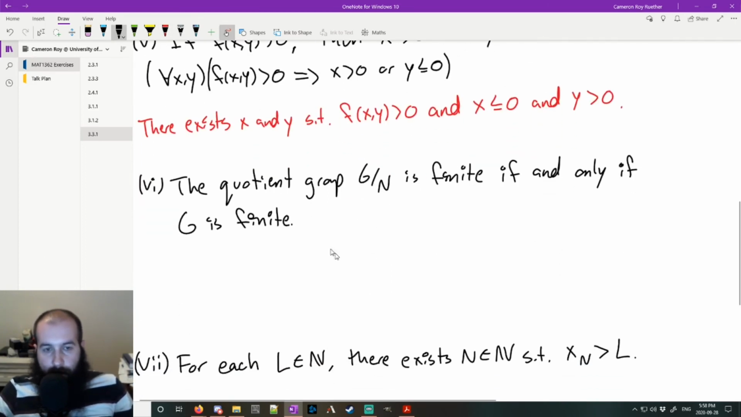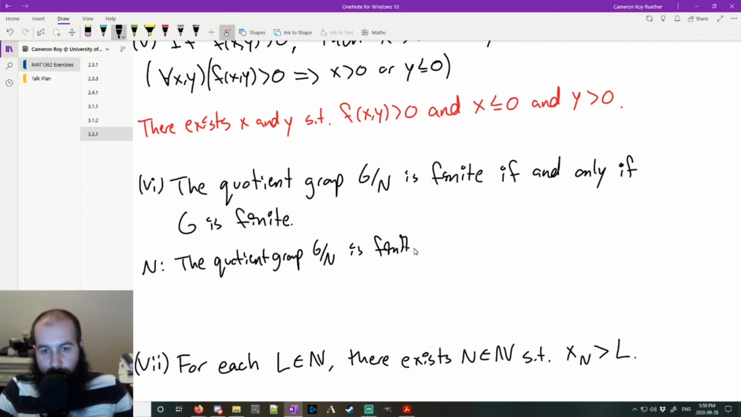For 6, it's an if and only if statement. The quotient group G mod n is finite if and only if G is finite. If and only if means that the truth values of these match. So the negation would therefore be the truth values not matching. So what this ends up looking like is negation. We'll start with the quotient group G mod n is finite and G is infinite. So one staying the same and the opposite of the other because they will not match.